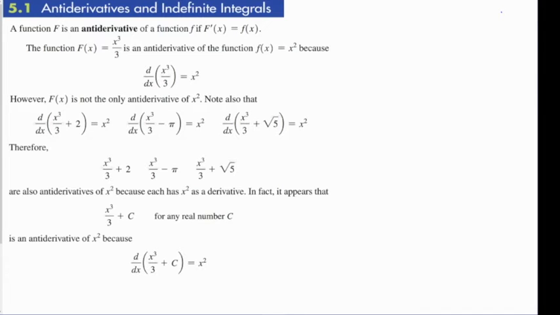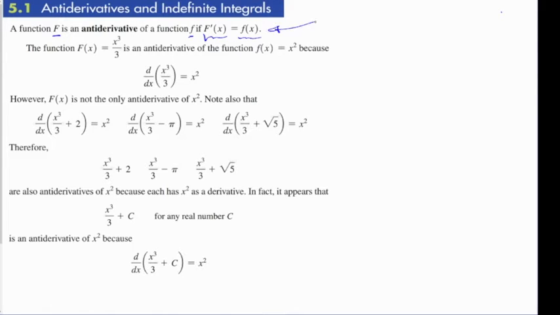This is section 5.1, Antiderivatives and Indefinite Integrals. We start with the textbook explanation of an antiderivative. It says that a function, and we're looking at a function defined as big F, is an antiderivative of a function represented by little f if the derivative of big F of x is equal to little f of x.